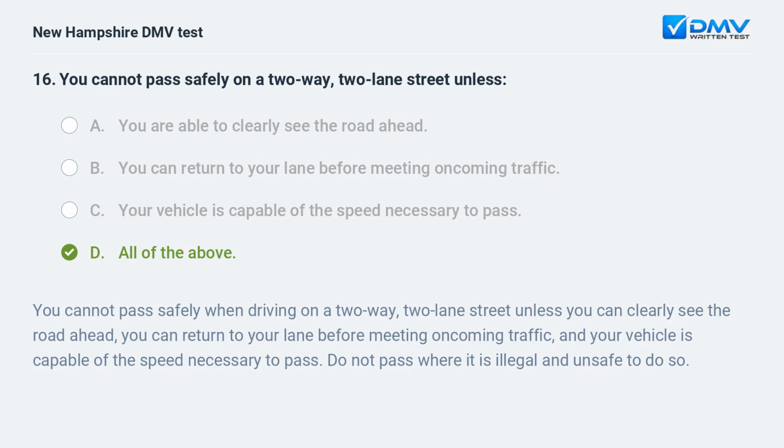You cannot pass safely when driving on a two-way, two-lane street unless you can clearly see the road ahead, you can return to your lane before meeting oncoming traffic, and your vehicle is capable of the speed necessary to pass. Do not pass where it is illegal and unsafe to do so.